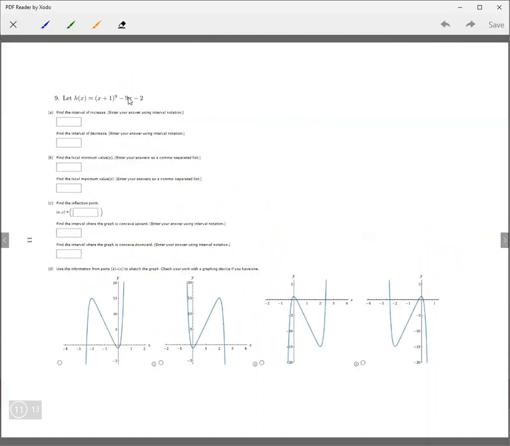At number 9, consider the function, find the intervals of increase. So here we have another function. This is the original function, so you had to take the derivative. The derivative of that part is 9 times (x plus 1) to the 8th, minus 9. Now I can set that equal to 0. This is kind of interesting because I can factor a 9 out.